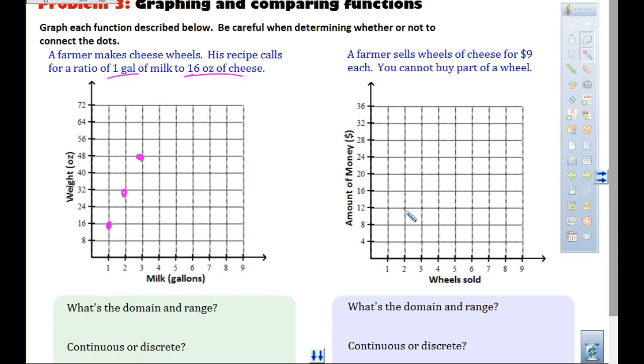So when we look at our continuous graph, we are going to start at 0, right? And this is going to be a line going up. So as much milk as we want to use. If we want to use 20,000 gallons, we could, right? Probably not, but. So, domain. What is our domain?